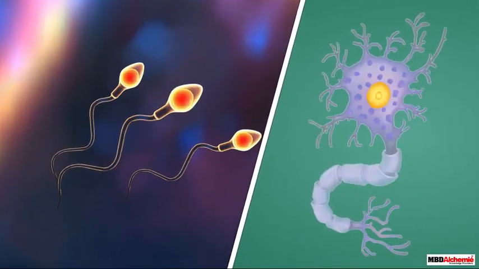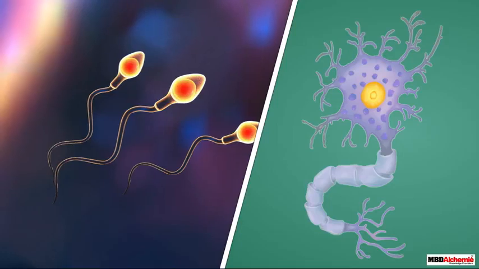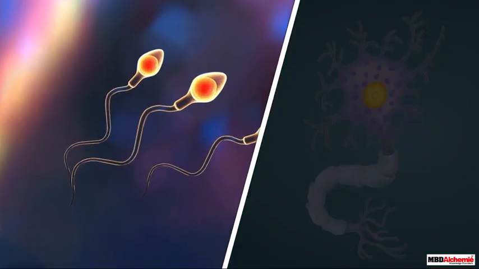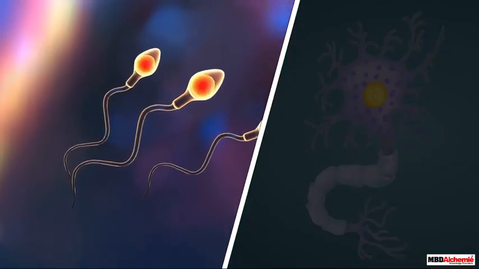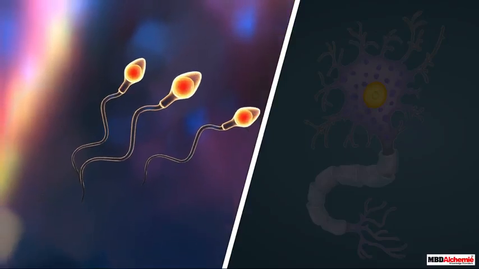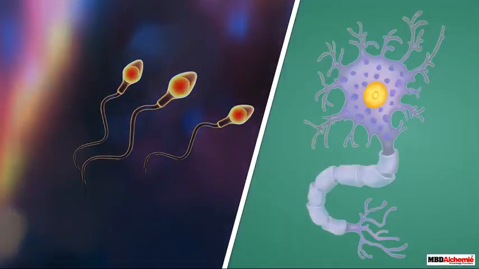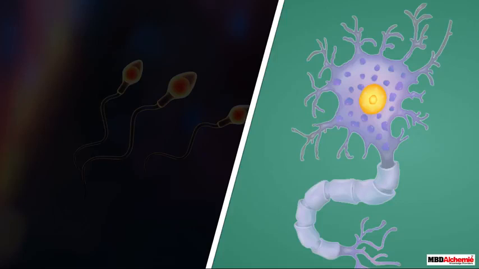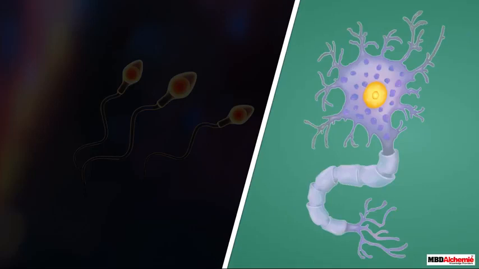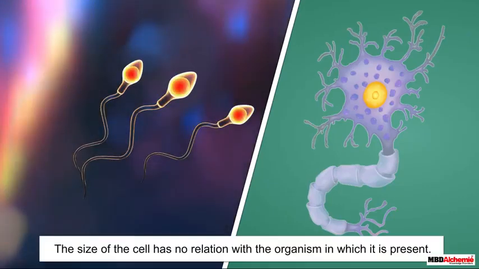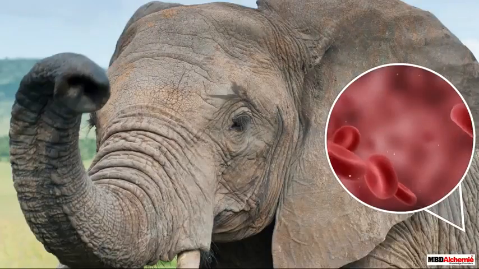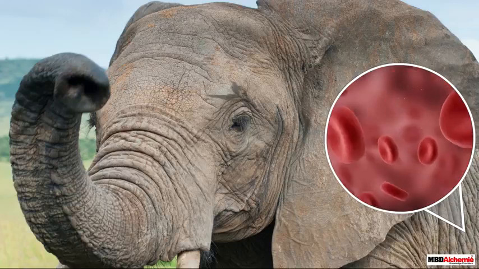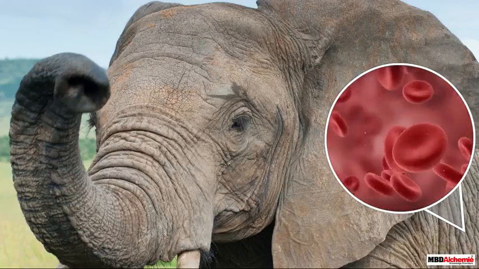Not only the shape, the size of the cells also varies. Sometimes the cell is very tiny. Such cells are of the size of a few micrometers. Some cells, on the other hand, are large in size. These cells are of the size of a few centimeters. However, the size of the cell has no relation with the organism in which it is present. A large organism, such as an elephant, has very small cells too.